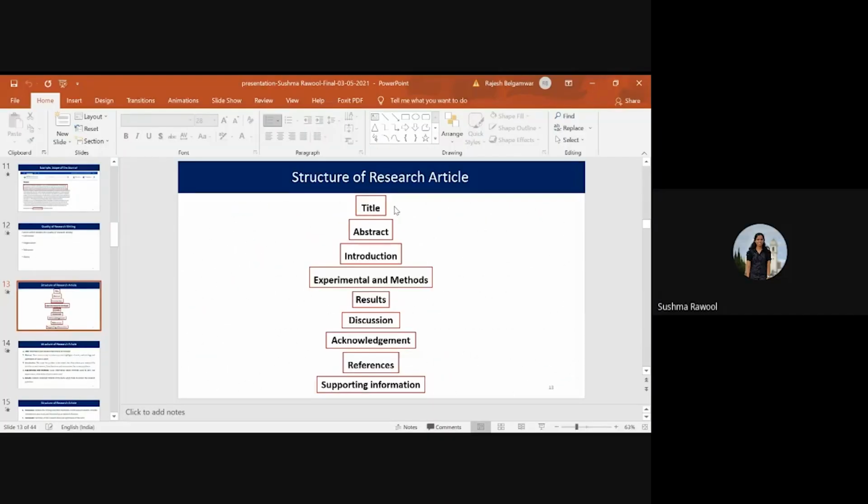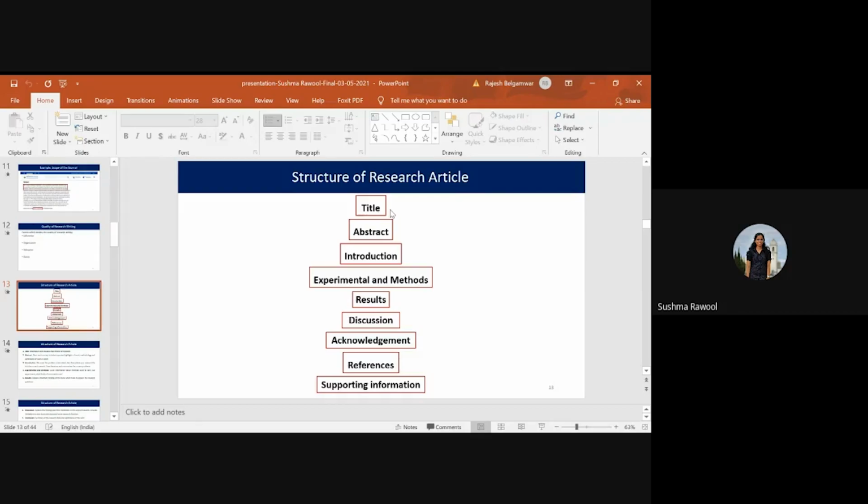So first one, the general structure of the research article. Whenever you see any paper, the first thing that comes into your mind is: what's the title of the paper? Because from the title only you judge whether you want to read the paper or not, because it decides whether it belongs to your field or not. So the title is the most important thing.